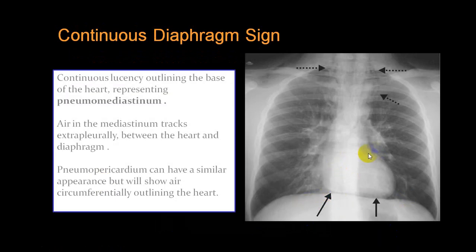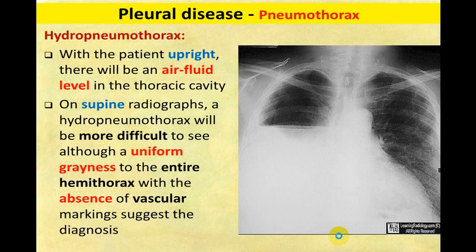And sometimes you can see the air in the mediastinum around the vessels, around the trachea, around the aorta, etc. You can see it sometimes very clearly.